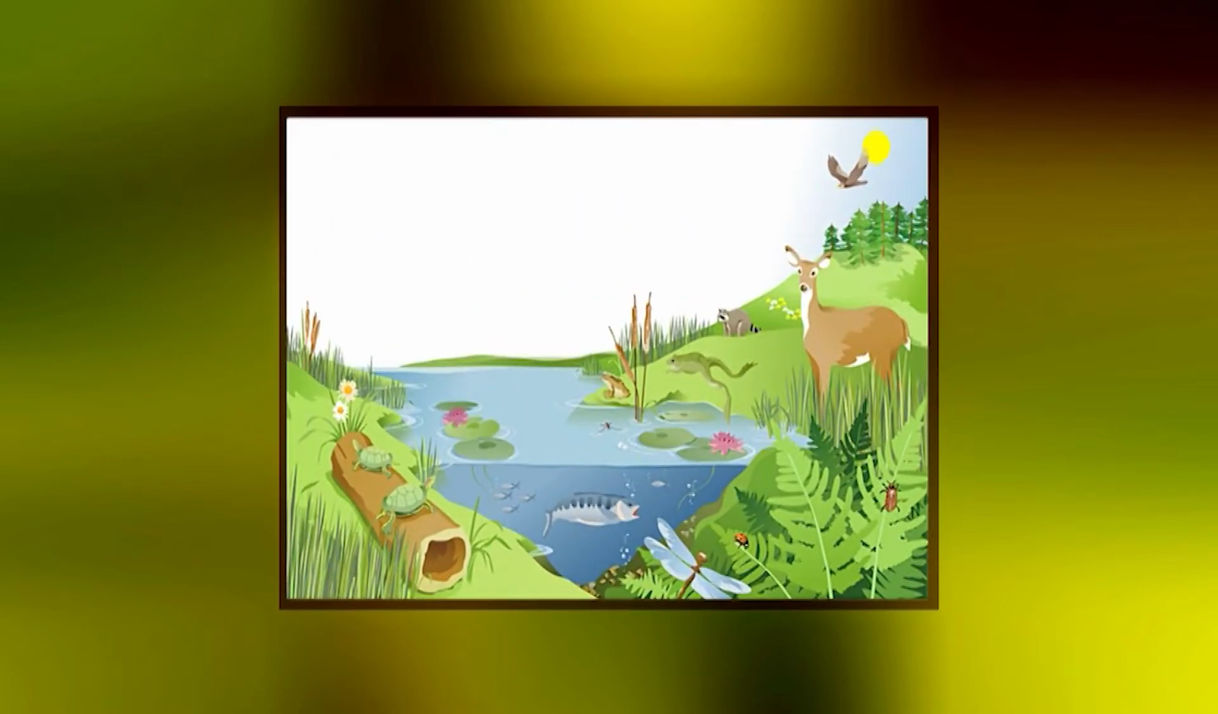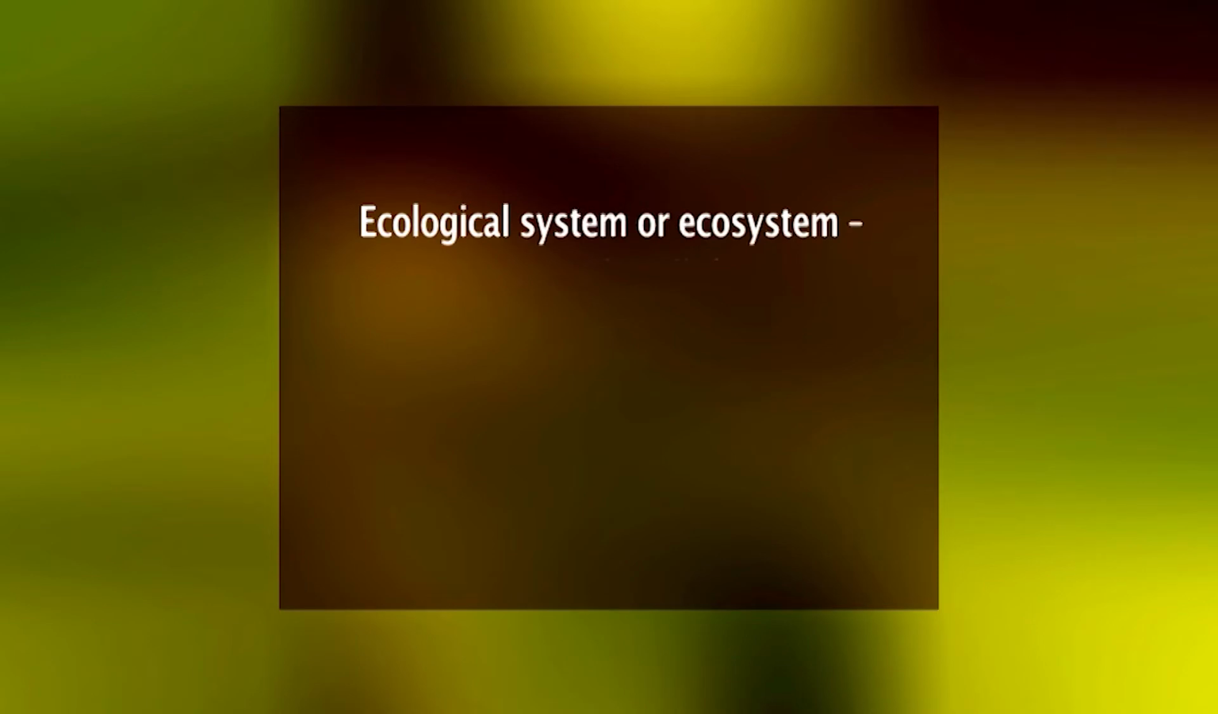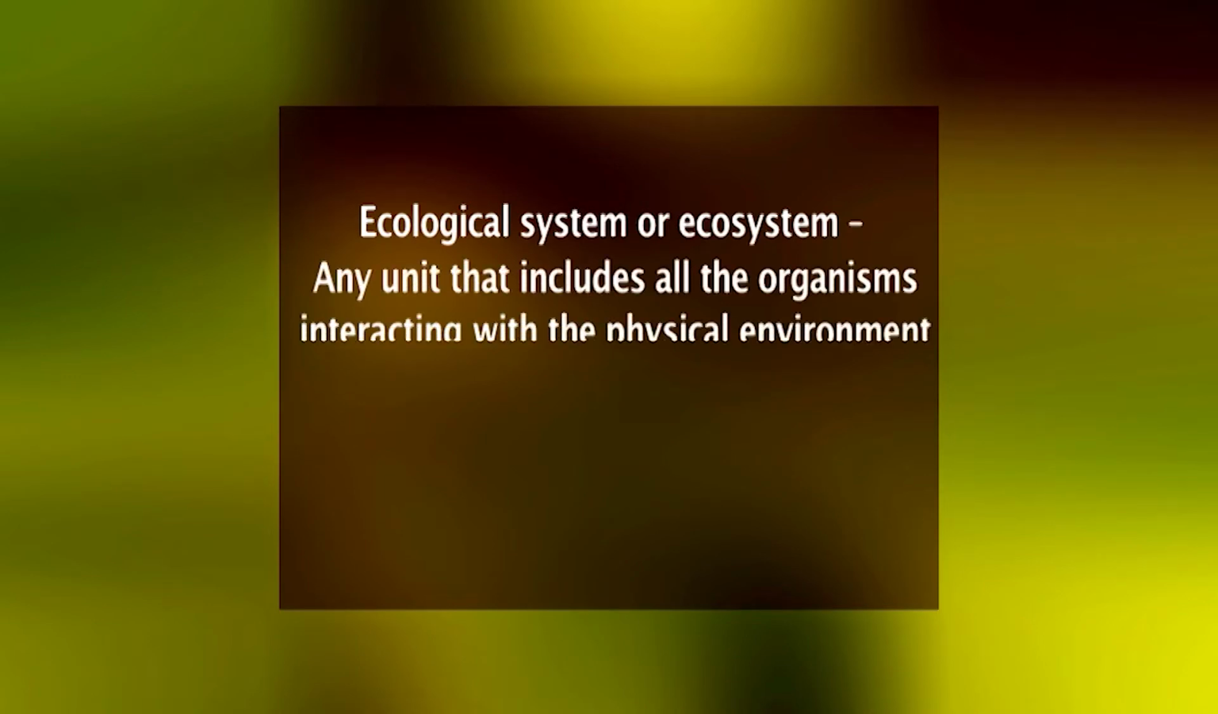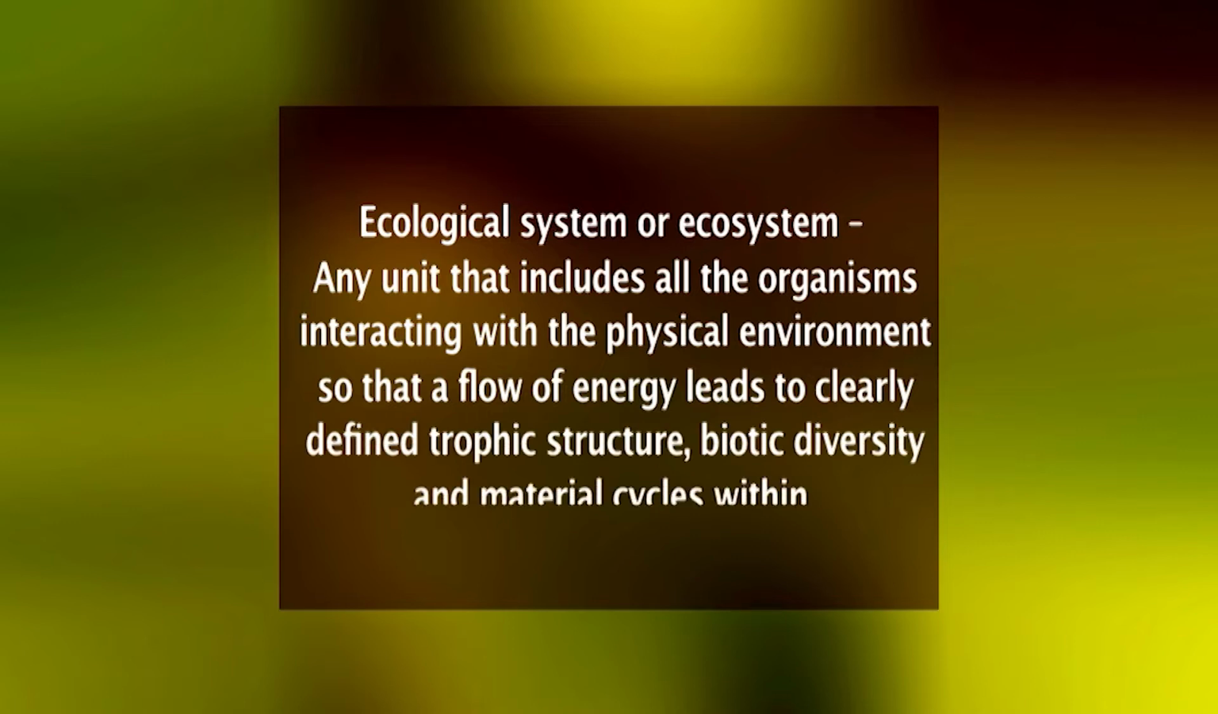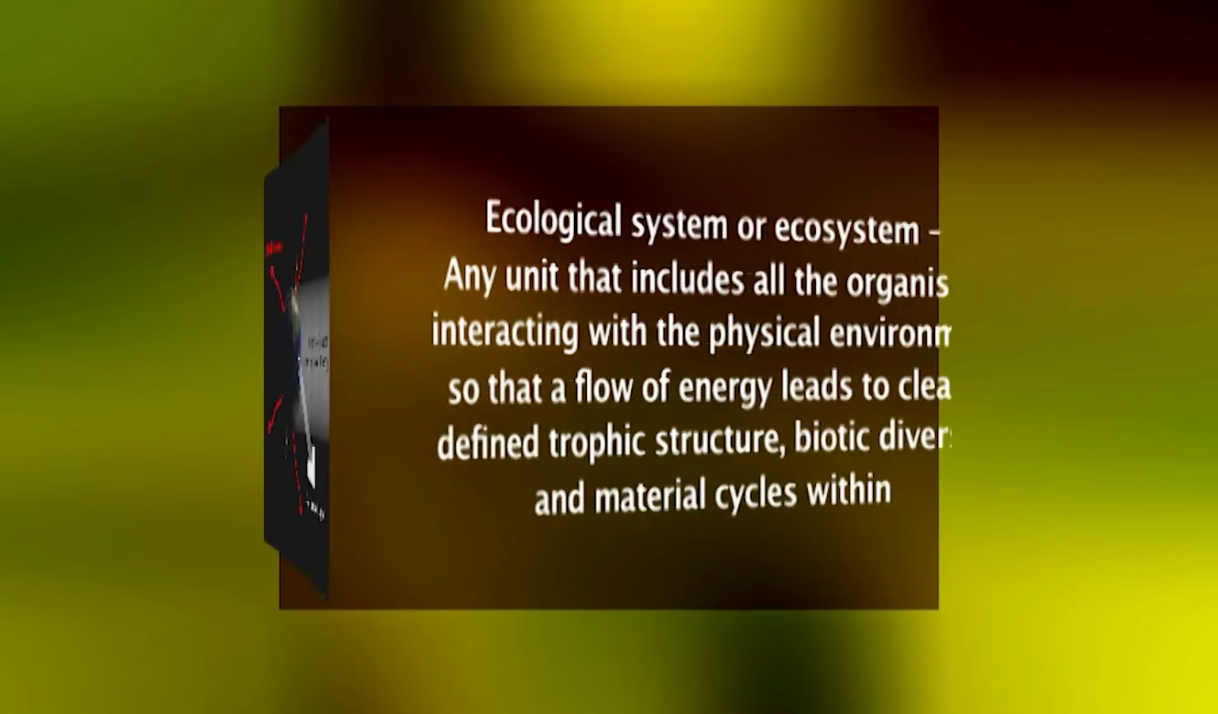Living organisms and their non-living environment are inseparably interrelated and interact with each other. Any unit that includes all the organisms interacting with the physical environment so that a flow of energy leads to clearly defined trophic structure, biotic diversity, and material cycles within the system is an ecological system or ecosystem.